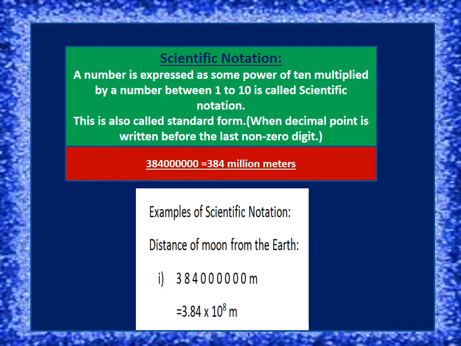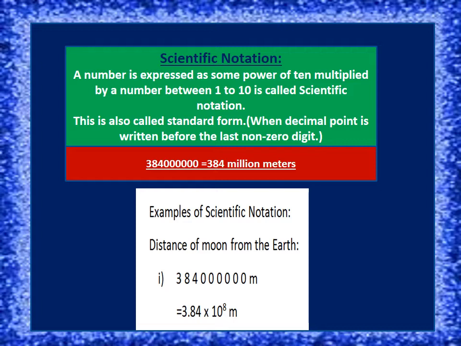In scientific notation we will represent our value in power of 10. So that's the definition of scientific notation: a number expressed as some power of 10 multiplied by a number between 1 and 10 is called scientific notation. This is also called standard form. So can any one of you tell me what standard form is? Standard form is basically when the decimal point is written after the first non-zero digit, then we call it standard form.